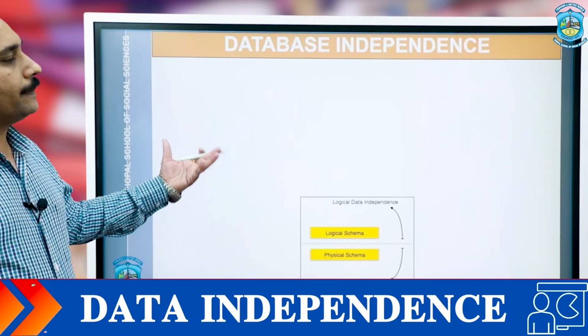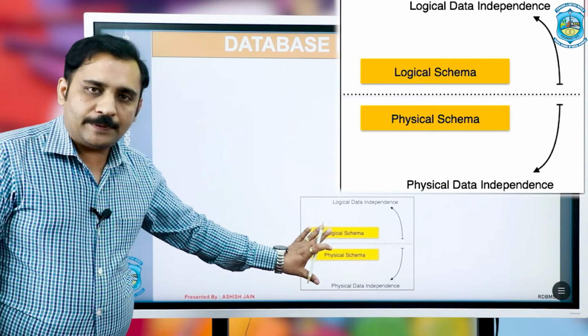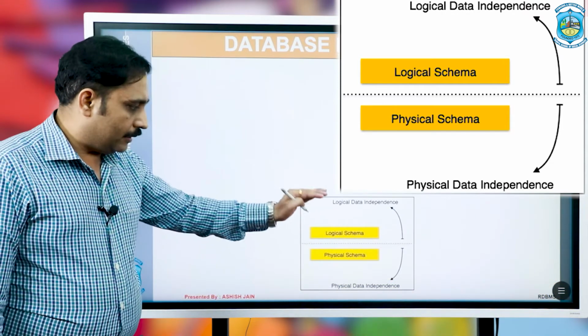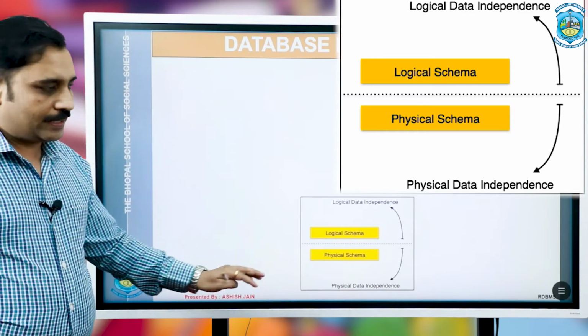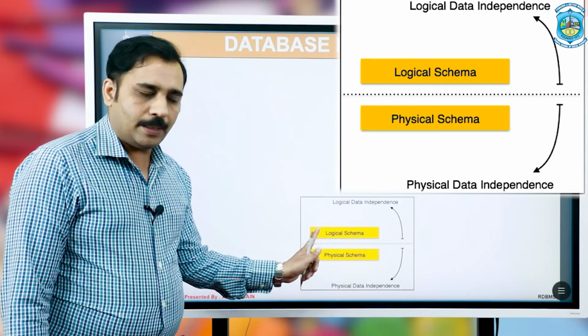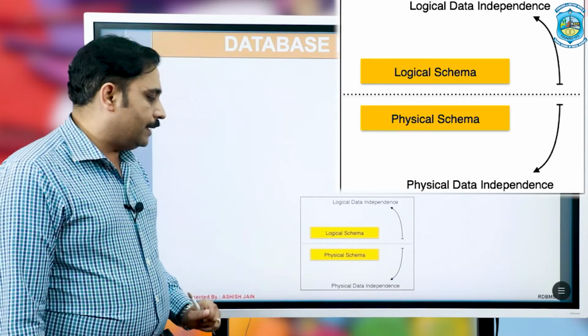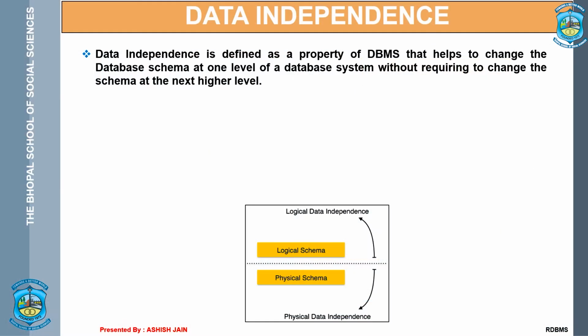Let us see database independence or data independence. We have two types of data independence. First, the logical data independence, and second, the physical data independence. As the name suggests, the logical data independence is related to the logical schema and the physical data independence is related to the physical schema. Let us now understand the concept of data independence.